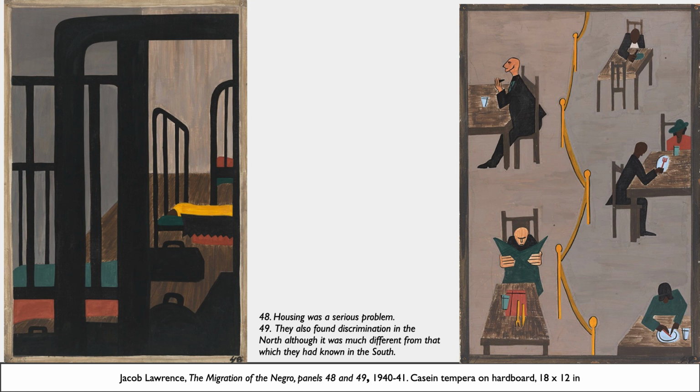So look at what he does with the overlapping railings of stairways and beds in the composition on the left. It becomes almost abstract, and on the right you can see this sort of gold runner that divides the space in between the white area of the restaurant and the black area of the restaurant.